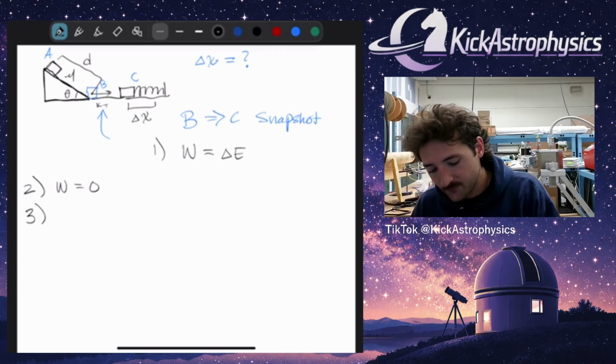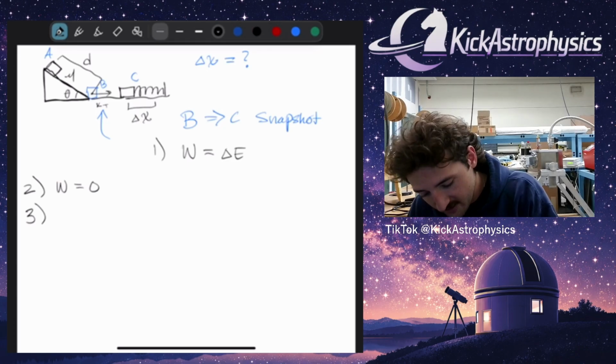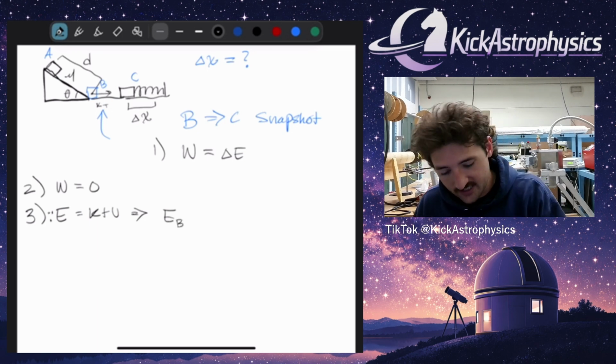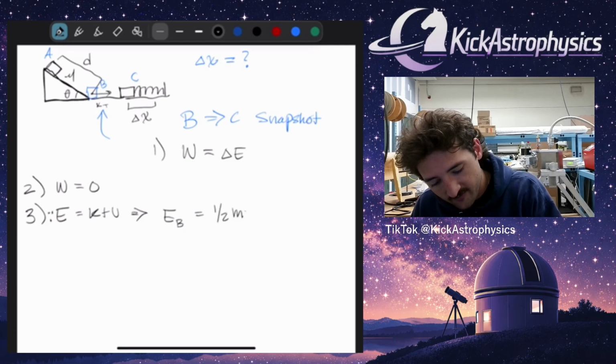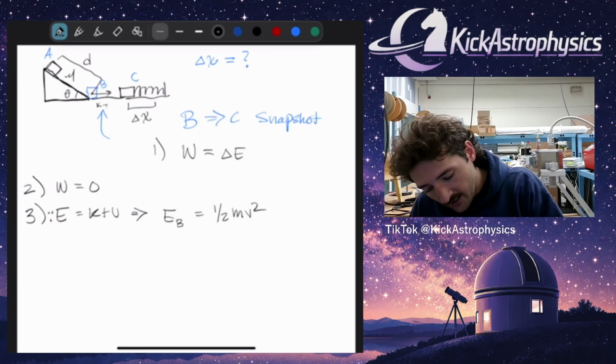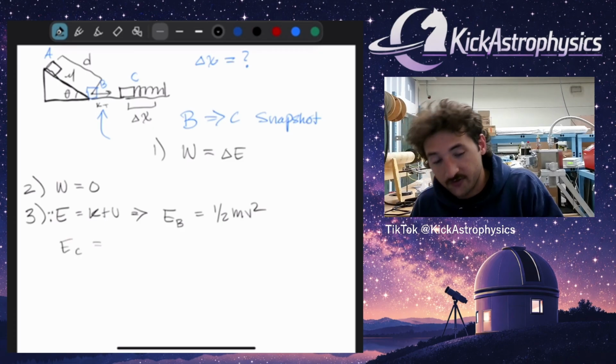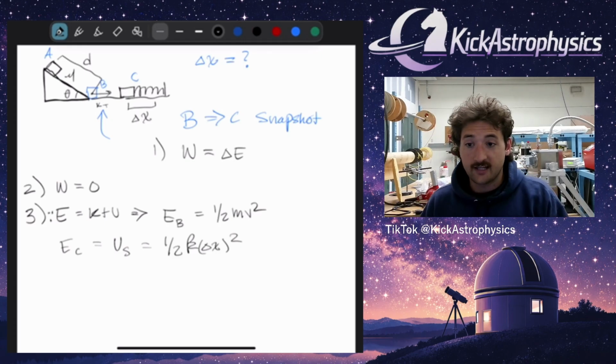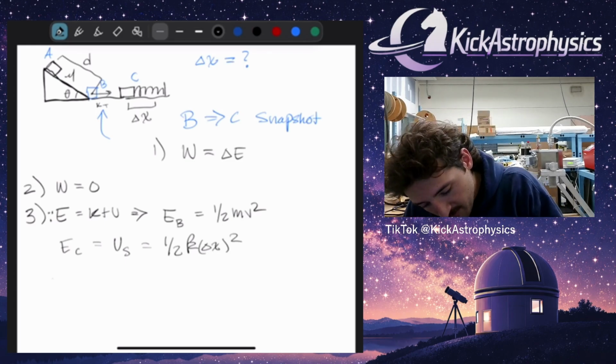And then in part 3, we need to determine what our energies are, right? So E is equal to K plus U, and we can go on and say that EB, our initial instance, will be equal to 1/2 mv squared, right? And EC will be equal to, well, only elastic potential energy, which is equal to 1/2 K delta X squared. And that K is the spring constant of the spring. So now we have an actual problem here. We have 1/2 mv squared is equal to 1/2 K delta X squared.